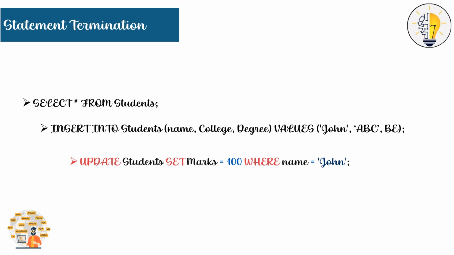Update student set marks equal to 100 where name is equal to John. So where John has secured 100 marks, it will get updated in the marks column of the table, and the result will be returned because it ends with a semicolon. Finally, delete from student where name is John. This doesn't apply because there is no semicolon, so the statement or query is still incomplete. Only after putting a semicolon does the query delete the data from the database.